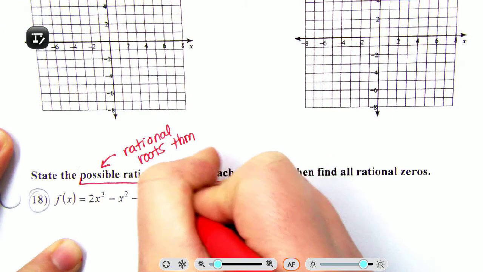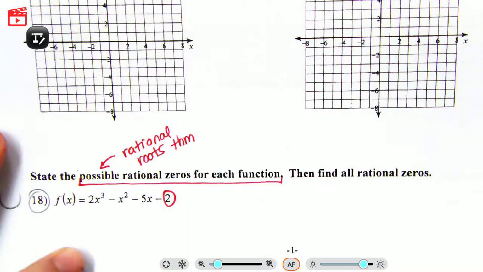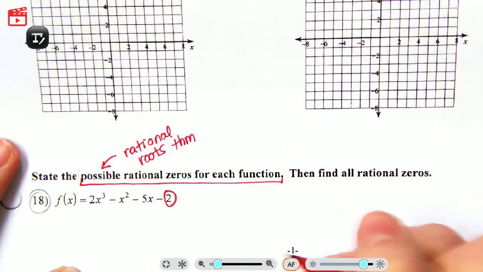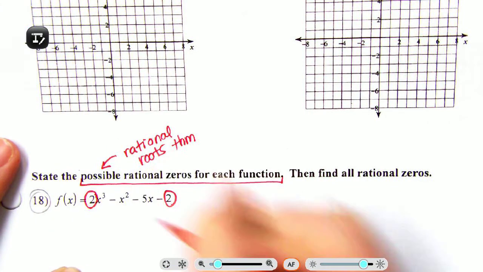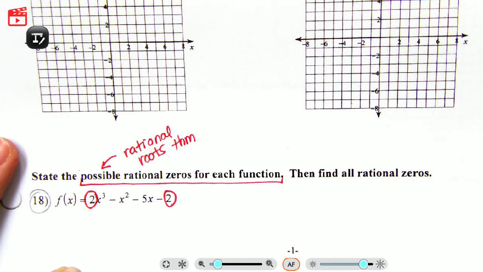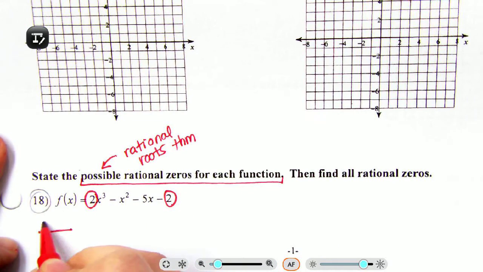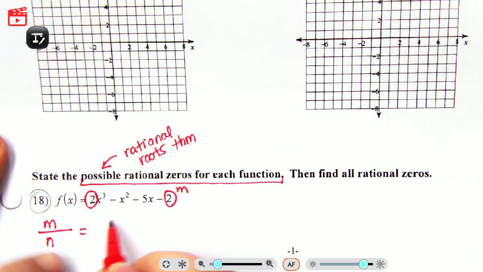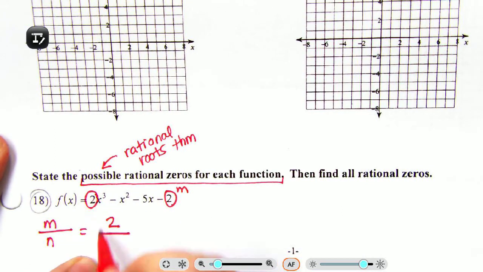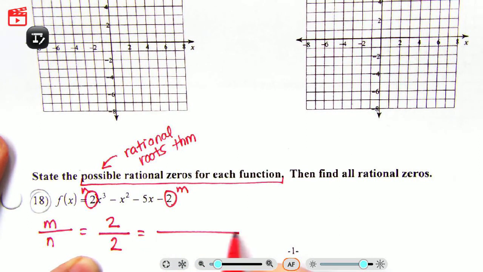And that's where you take your constant, which is the last term here, and your leading coefficient, and you have m over n. I'm going to get this right eventually. So m is your constant, 2. N is your leading coefficient, which is 2. And you're going to write out the factors of it.